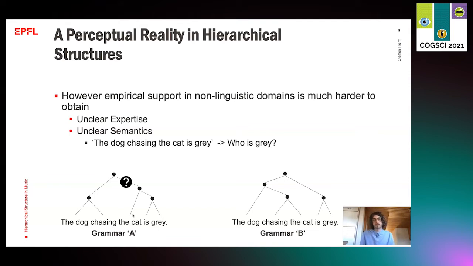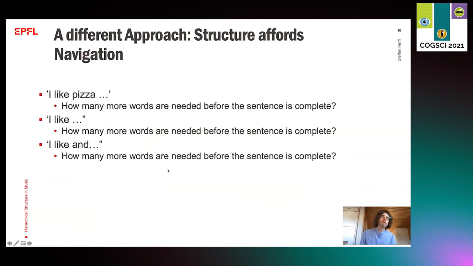And it turns out that if we ask enough participants, most of them don't think that the cat is grey, most of them do think that the dog is grey, and we now see which of those grammars has more predictive power or perceptual relevance. But we don't really have this luxury in the case of music, so we have to come up with a new approach. And what we're using here as a new approach is a really nice feature of syntactic structure, and this is that structure allows for navigation or expectations.